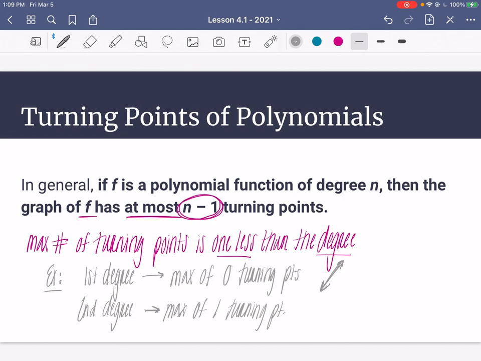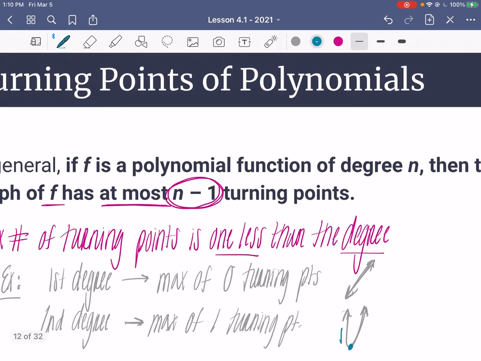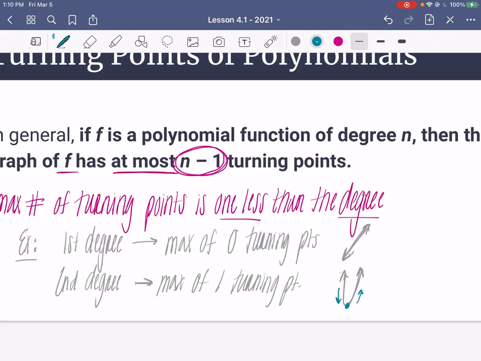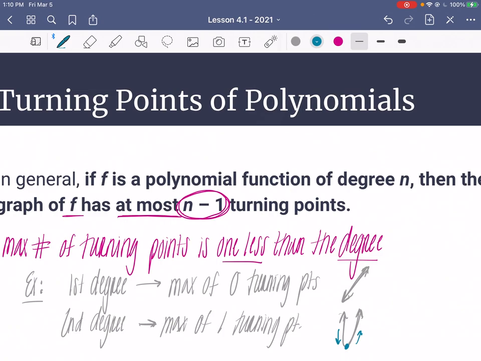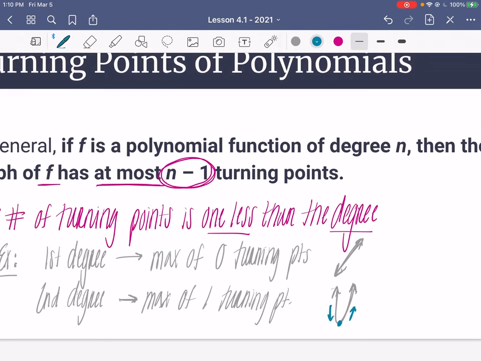And if we think about quadratic polynomials, those are parabolas, okay? They have 1 turning point, which is right here, the vertex, regardless of which way it opens. That is the place that it changes direction. So that's what we mean when we say a turning point. That is a point where the graph changes from increasing to decreasing or decreasing to increasing, okay?